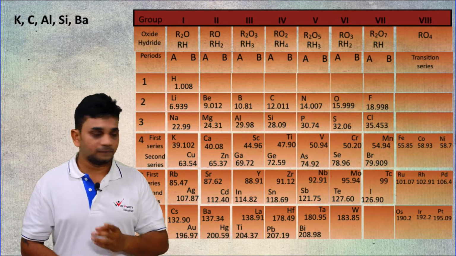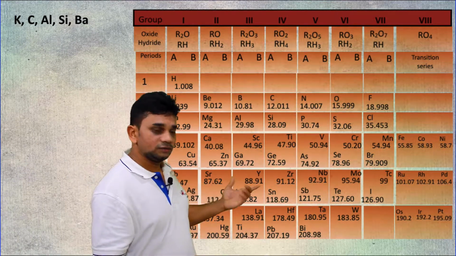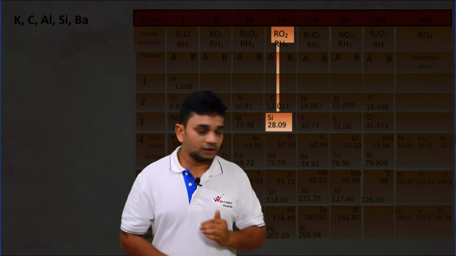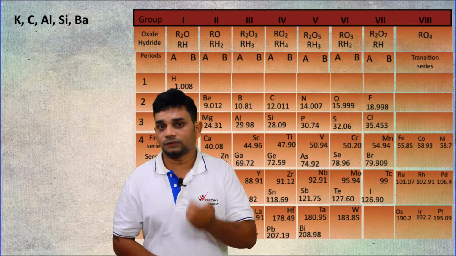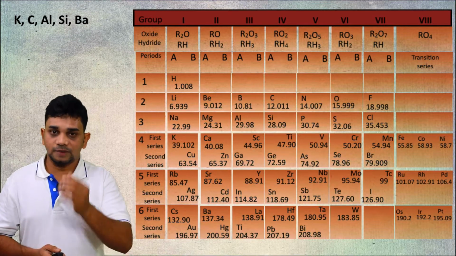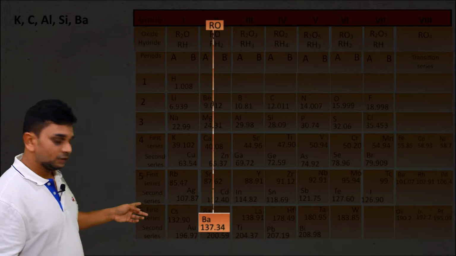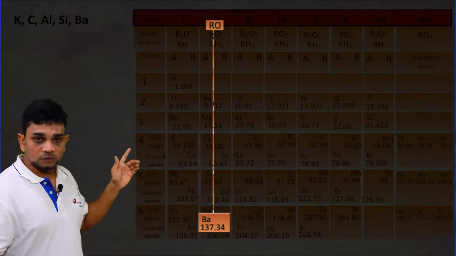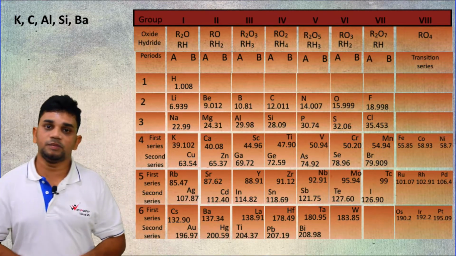Next one, Si, silicon. Can you identify the position of silicon in the periodic table? Yes, this is the position of silicon, and the general formula is RO2. The formula of oxide of silicon will be SiO2. Next one, barium. Can you find the position of barium in the periodic table? Yes, here you can see the position of barium, and the general formula is RO, then the oxide of barium will be BaO. The formula of oxide of barium will be BaO.